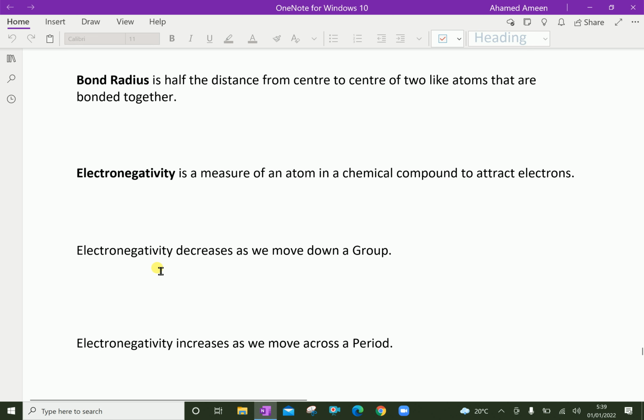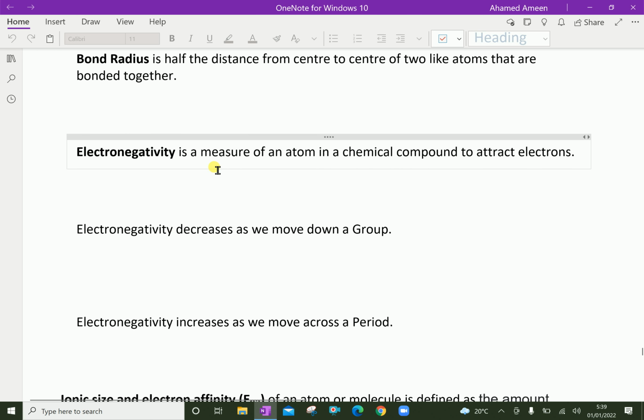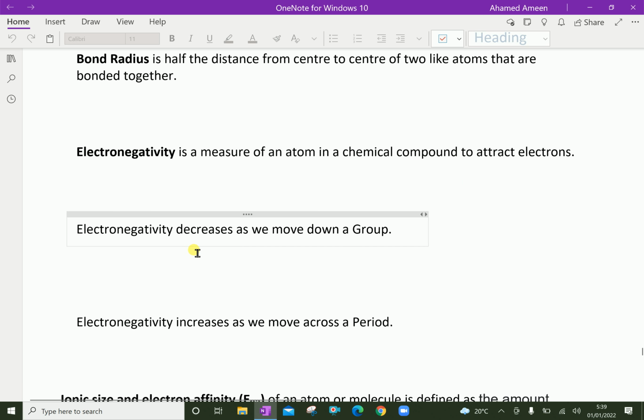Now, next, electronegativity. Electronegativity is a measure of an atom in a chemical compound to attract electrons. How much force this nucleus attracts that electron is called electronegativity. Electronegativity decreases as we move down a group, and electronegativity increases as we move across a period.